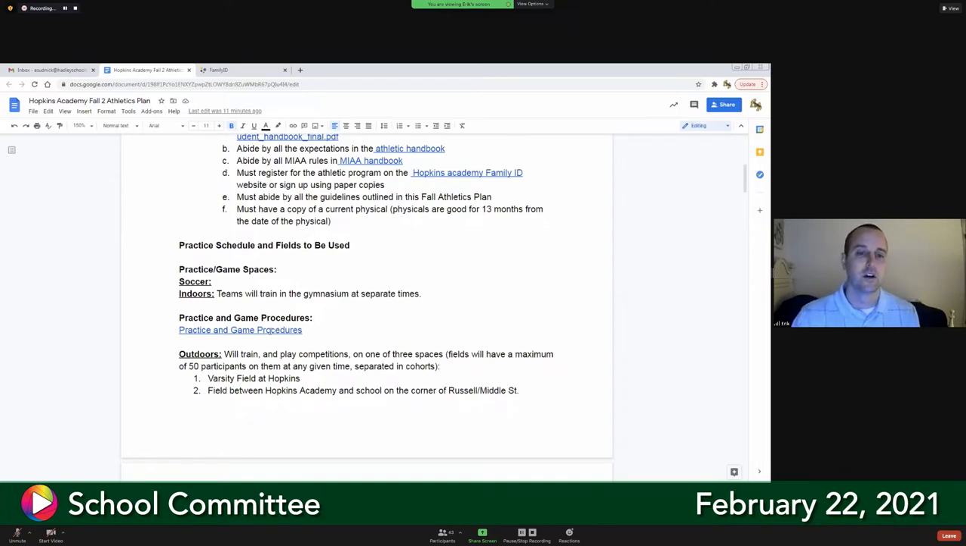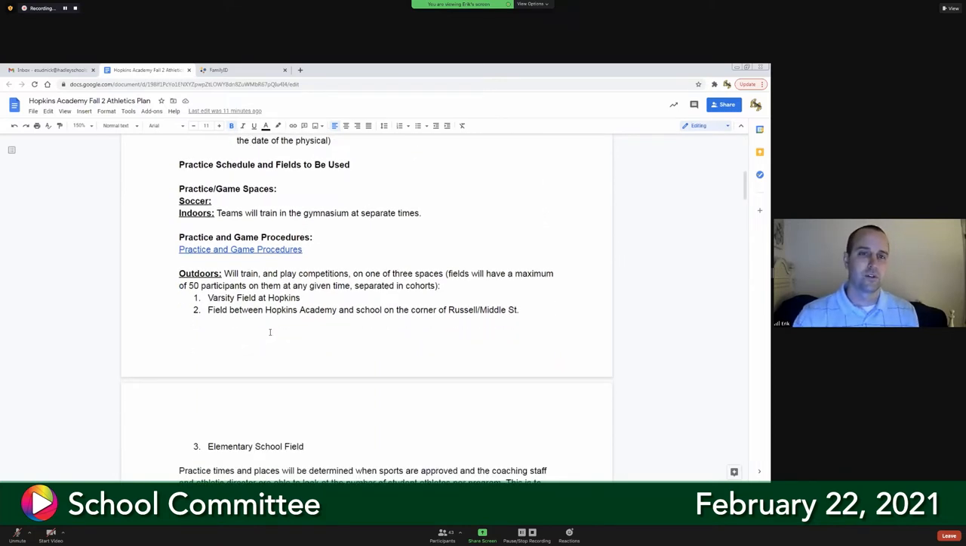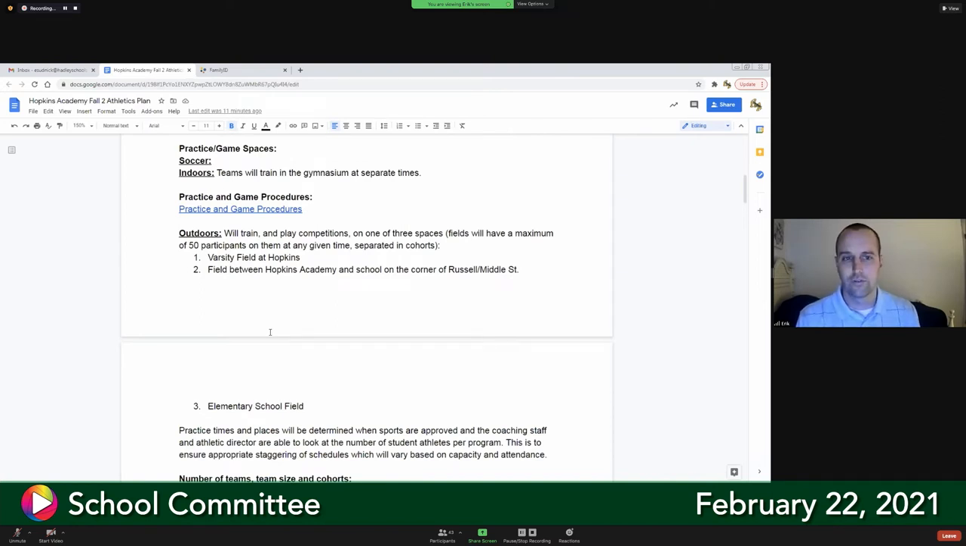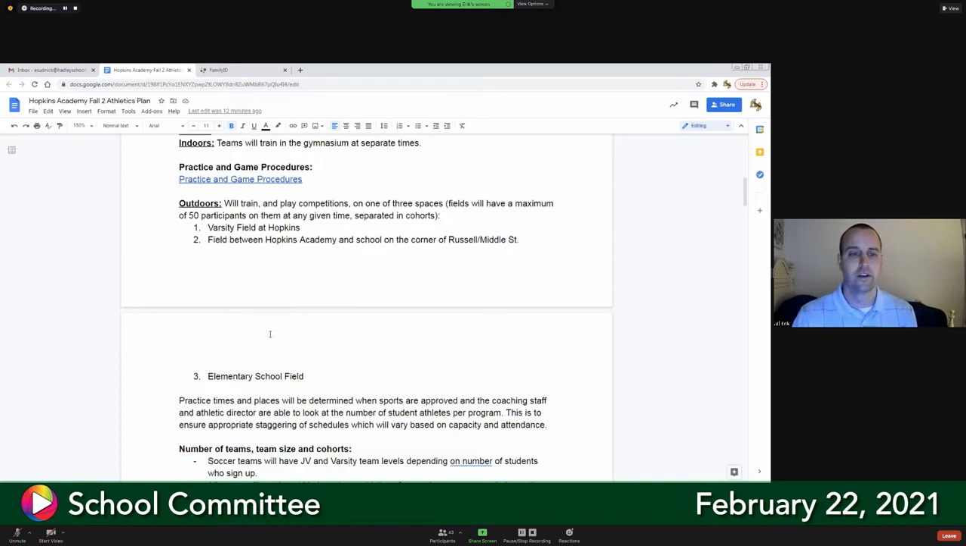People were abiding by the regulations and doing their best to maximize the safety while participating indoors. When we have the opportunity to go outdoors, we're looking at using a few fields: the varsity field behind the school, while still trying to stay off the recently redone and beautiful new area that we're going to have to stay off for an extended period of time. On the varsity field, we should be able to fit a soccer field in right alongside the baseball field. We look to utilize the field between Hopkins Academy and the school on the corner of Russell and Middle Street. That would be a good practice space, as well as the elementary school field.